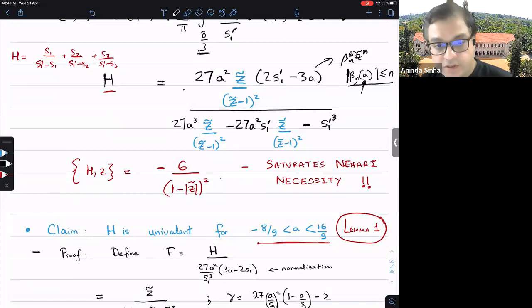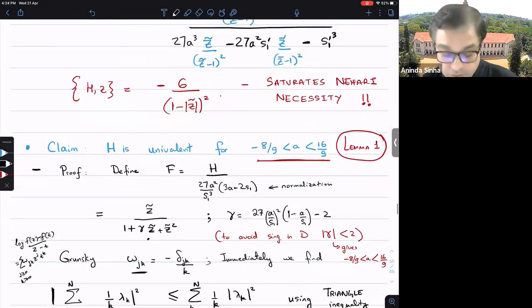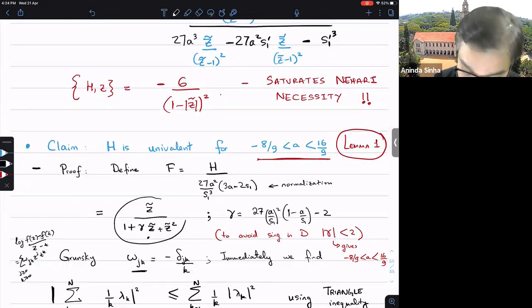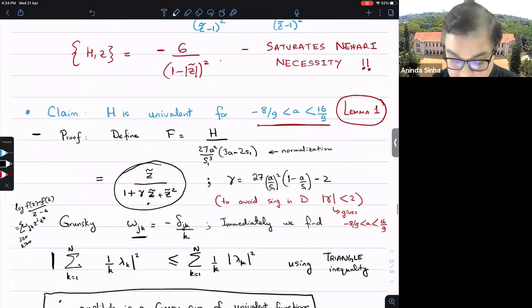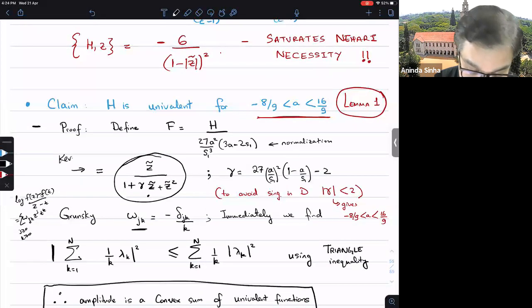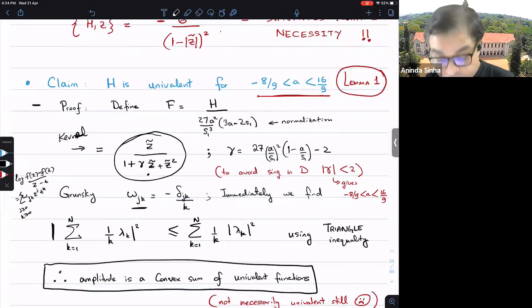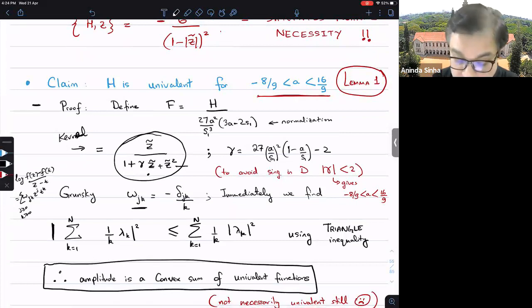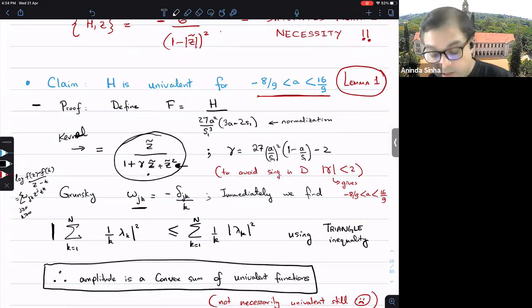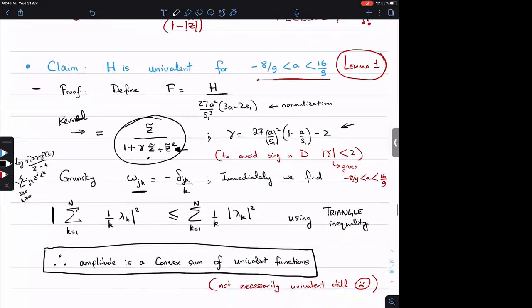But what I can do is I can study the properties of univalence of this function. This is the kernel, just normalized in a certain way. And I ask, where is this function univalent? There are two observations that I make. One, this function is nothing but a Mobius transformation of the Koebe function. And two, if it is a Mobius transformation of the Koebe function, the only thing that I need to check is where are the singularities of this function. So I just need to make sure that in the unit disk, it is not singular. And that is what gives me a range of a. Is that clear, Abhijit? Yes.